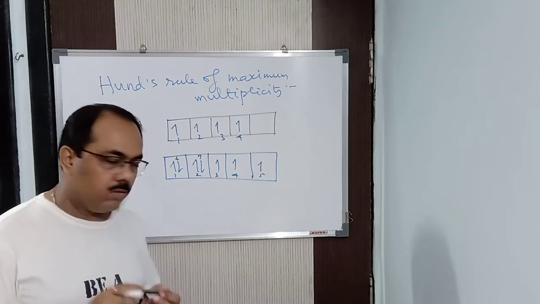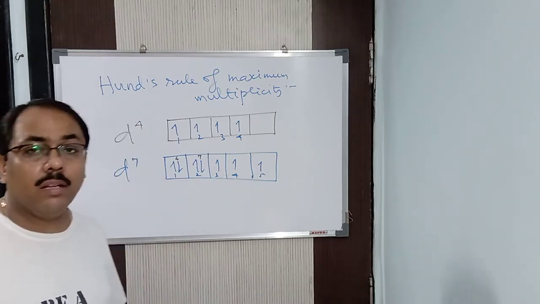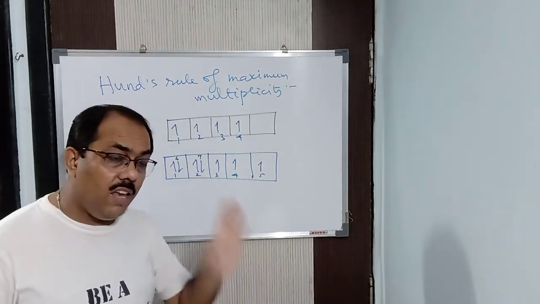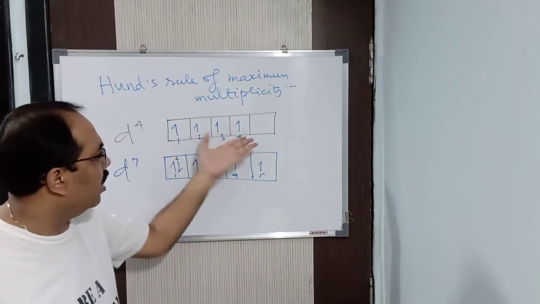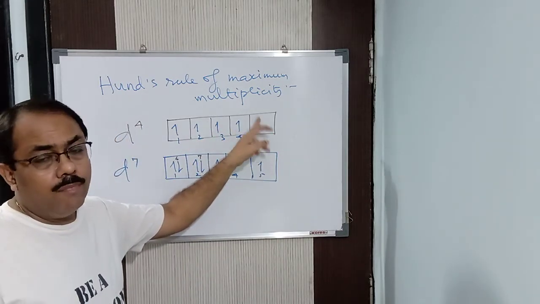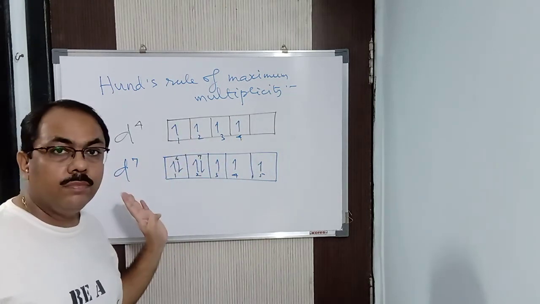I have numbered it also, for easier purposes. So in this way we are going to fill it up. First it will be singly occupied, then only the pairing is going to take place. If at all an electron is left, like here it is not left. Suppose d5 is there, then one more electron will come here. For d6, after filling 5, the 6th will come here, as you can see.